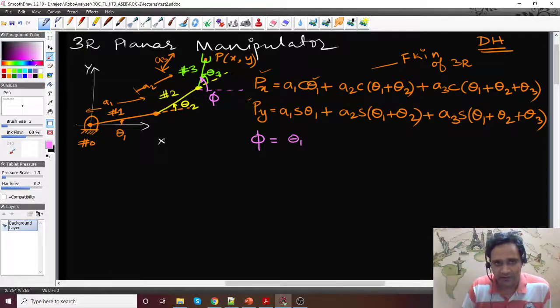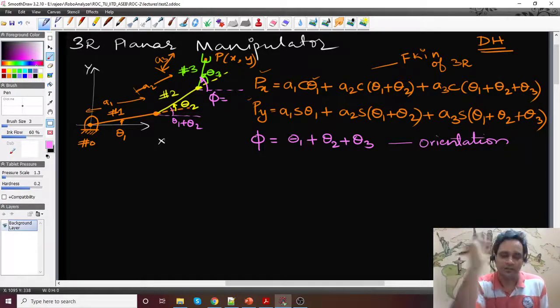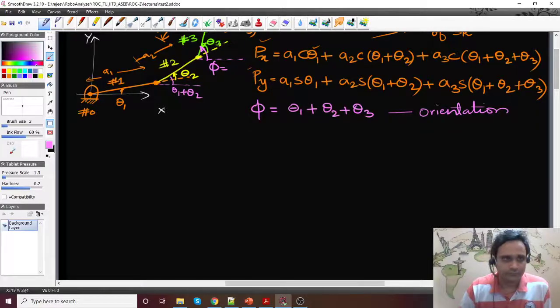Since the convention is like that, with respect to the horizontal, link 2 is at theta 1 plus theta 2. So with respect to the horizontal, link 3 is at phi, which is nothing but theta 1 plus theta 2 plus theta 3. So this term we call orientation, how the link is oriented. So for given values of theta 1, theta 2, theta 3, we will get the orientation of the link.